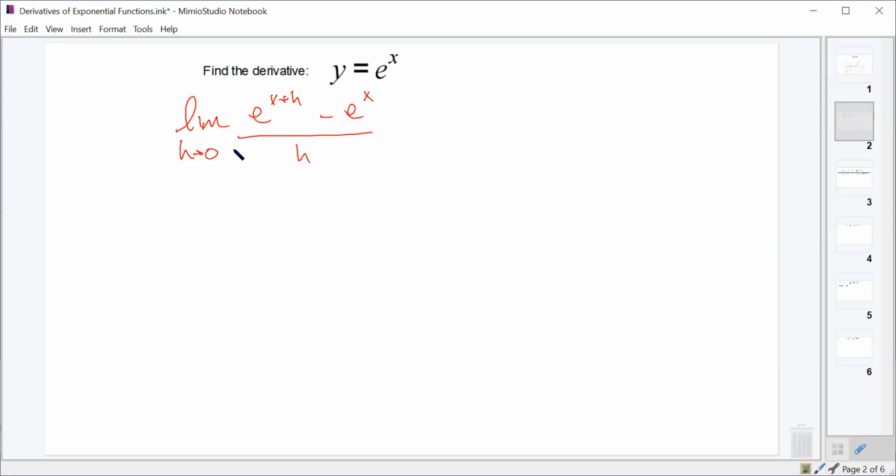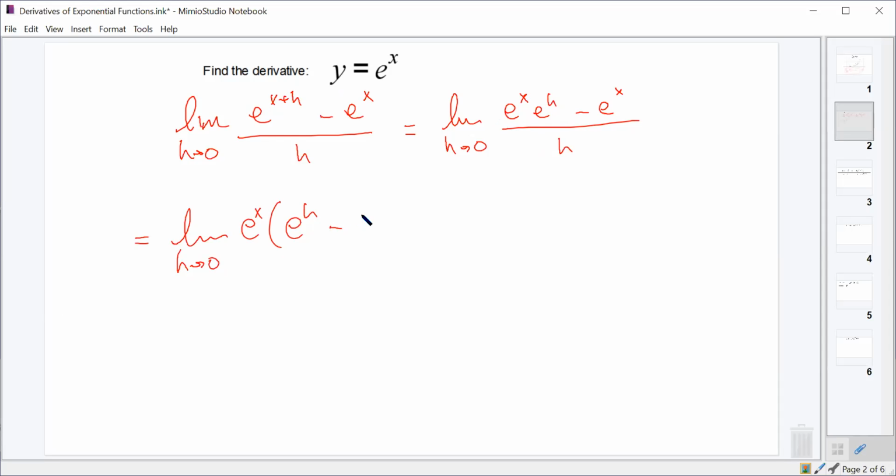Split up the e to the x plus h term. How do you want to split that up? Since it's x plus h, you could do e to the x times e to the h. Wonderful. Yeah, e to the x plus h is e to the x times e to the h, right? Same base, you add the exponents. So I could just go the other direction. And what does that allow me to do? Factor out that e to the x. So we now have a limit as h approaches 0 of e to the x times e to the h minus 1 all over h.